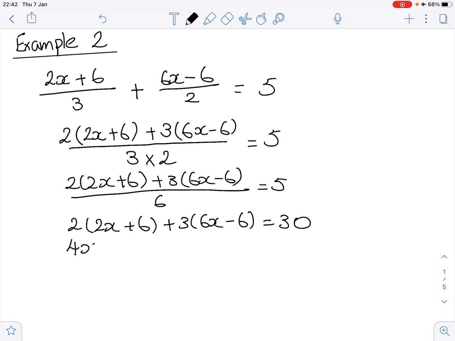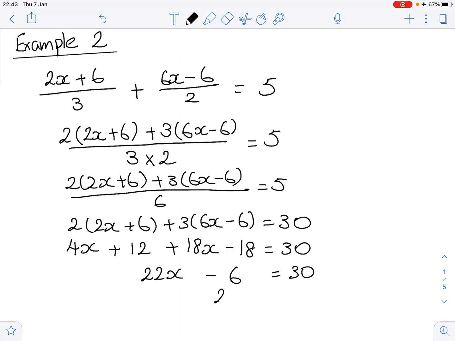So expand our brackets. We have 2 times 2 is 4x, 2 times 6 is plus 12, plus 3 times 6x is 18x, 3 times minus 6 is minus 18, equals 30. So let's simplify. 4x plus 18x is 22x, 12 minus 18 is minus 6, equals 30.